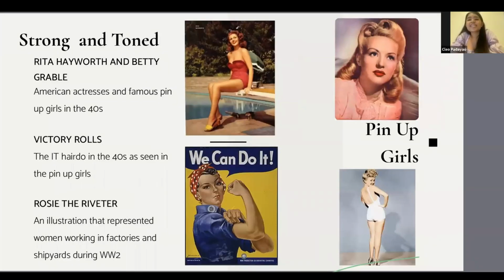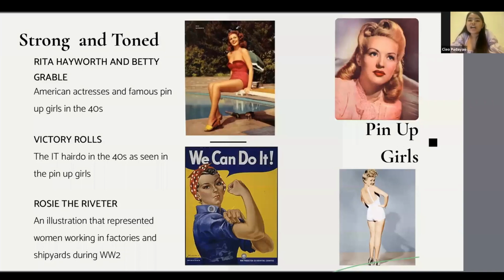So what was the ideal body during this time? You needed to be strong and toned to be ready for war or working in the factories. Just like the pinup girls. The two pinup girls during this time are Rita Hayworth, the one there with the red swimsuit, and Betty Grable, the girl on the right side. Betty Grable is sporting the hairdo of the 40s, which is called the Victory Rolls. You can see it in the upper right.